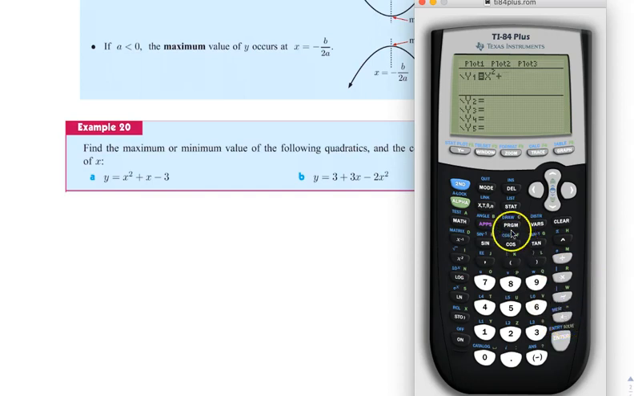So x squared plus x minus 3. I'm going to put my window back to zoom standard. See how it goes, see if I can see the vertex. There it is right there. So if I'm trying to find the max, I just got to use second calculate. In this case, I should say min, it's a minimum.